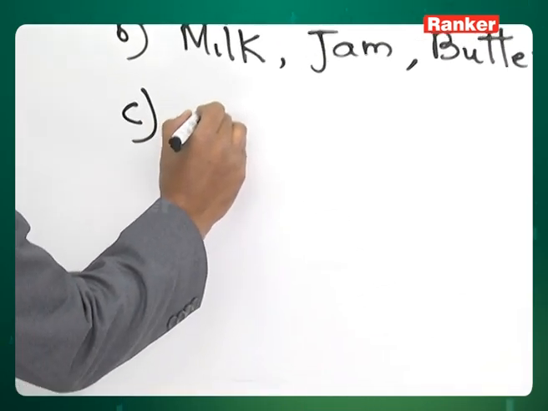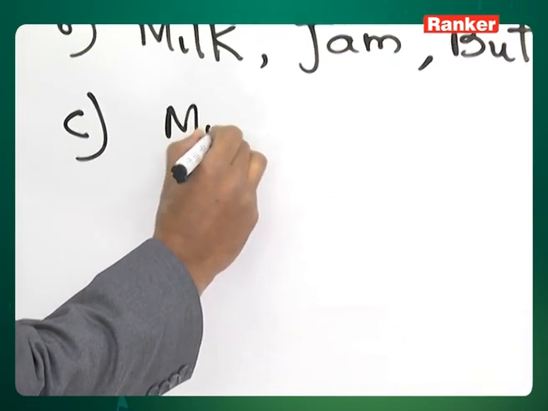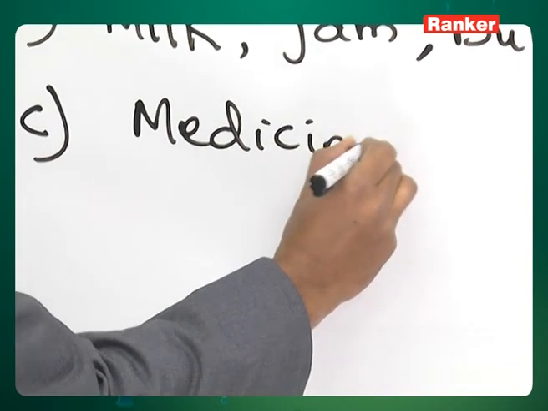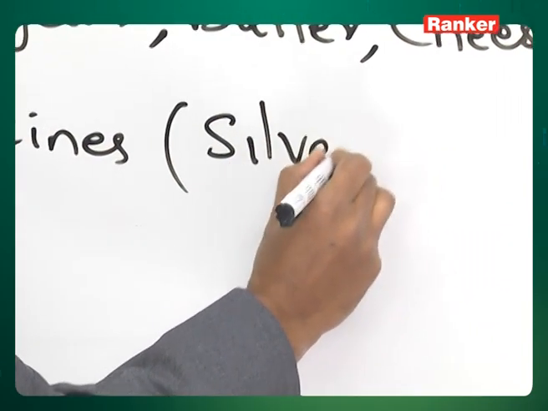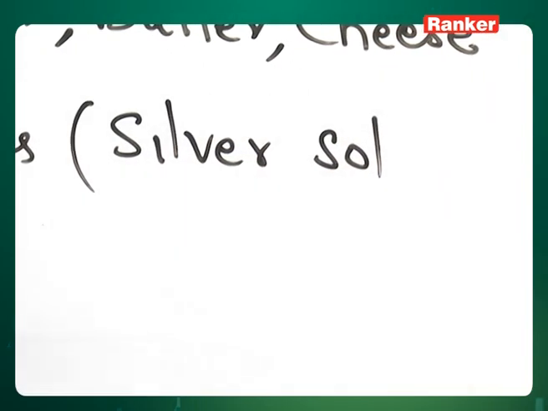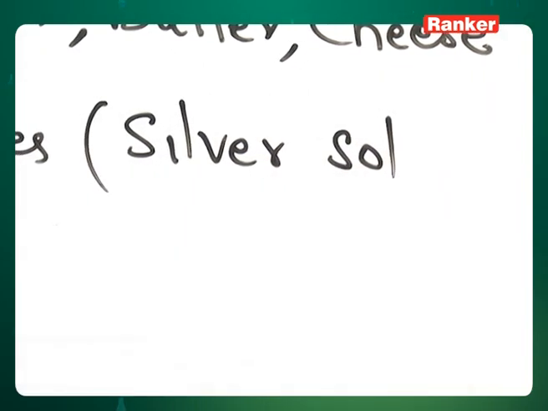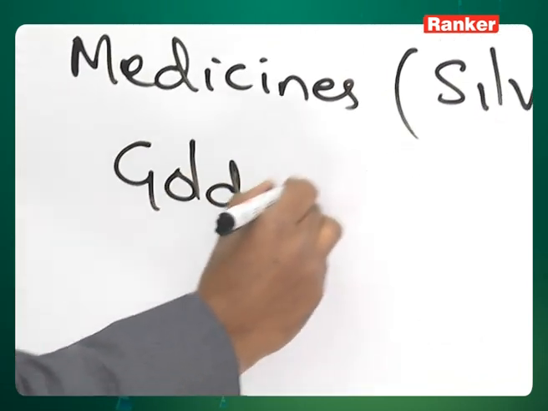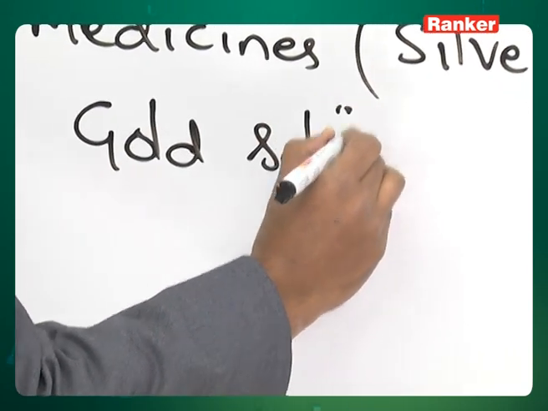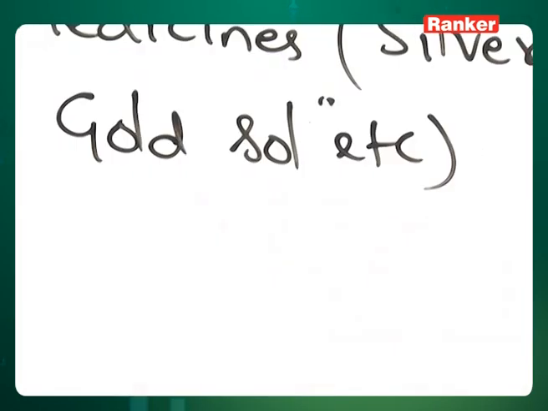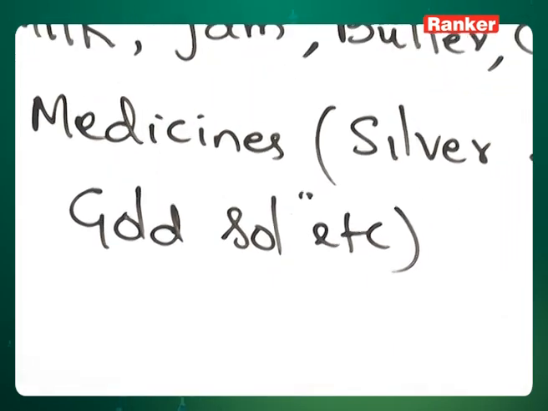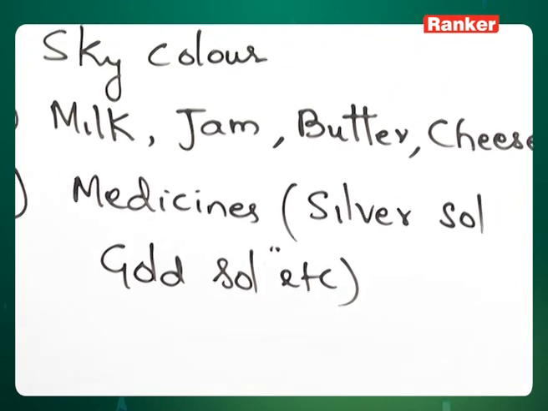And then some medicines. In medicines you have silver sol. Silver sol is used in eye drops. Gold sol. Gold sol is given as injection for rheumatic pain. So, these are examples of colloids which you find daily.